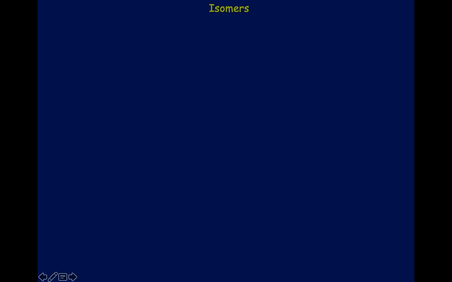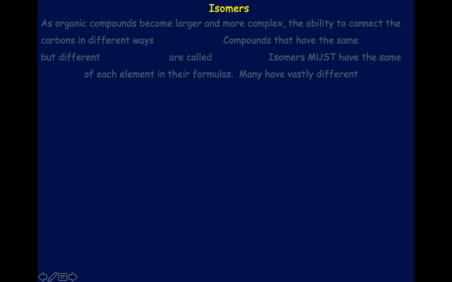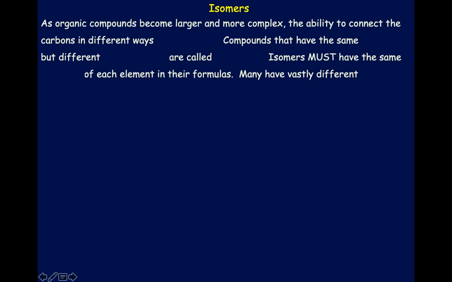Last but not least, some extra information before we start naming is something called an isomer. The prefix iso means same.